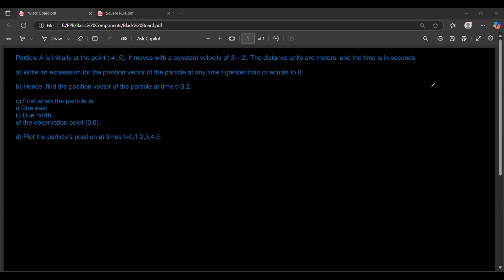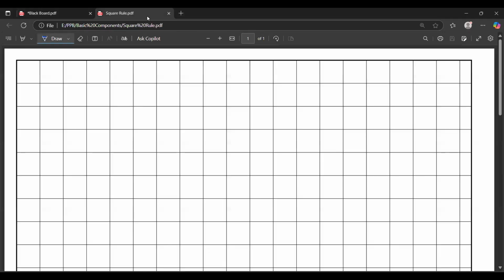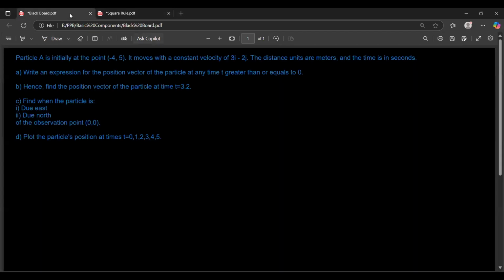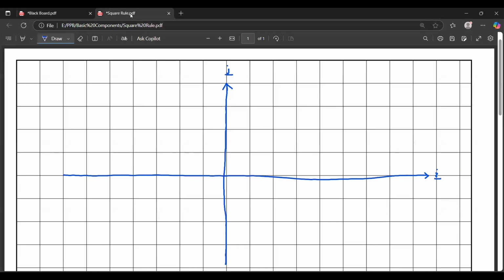If I sketch this, it should look somewhat like this. I will have the J axis and the I axis. They are saying the particle is at -4 and 5. So it starts at -4 and 5. The particle starts here, particle A.